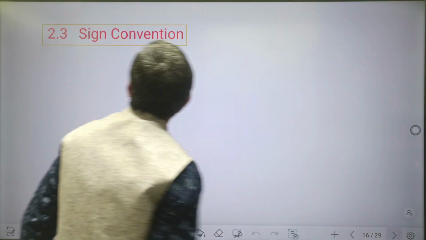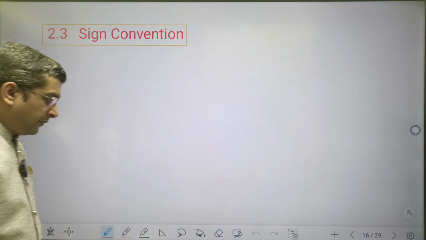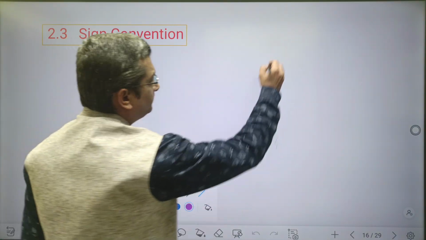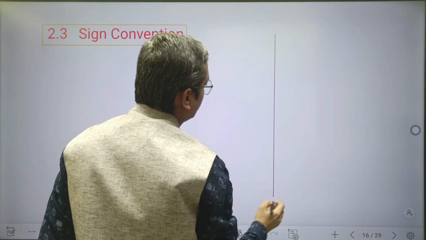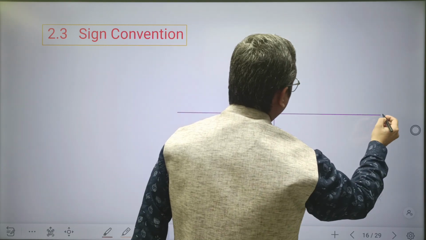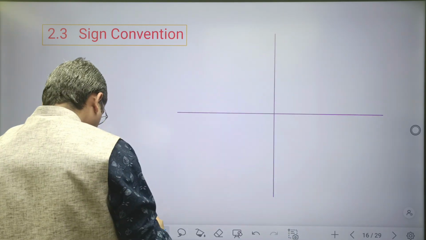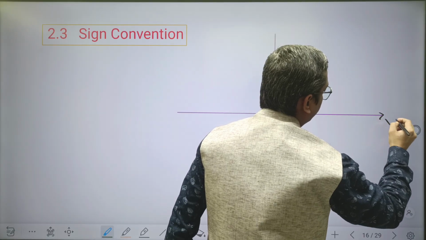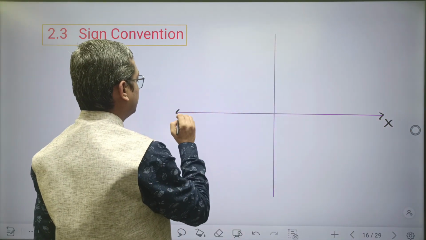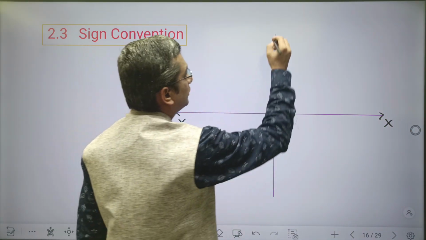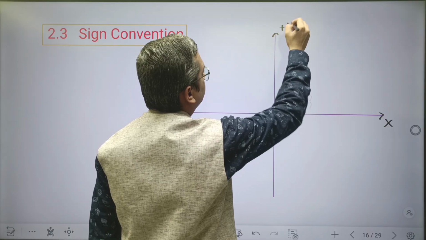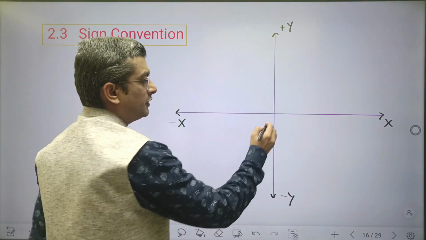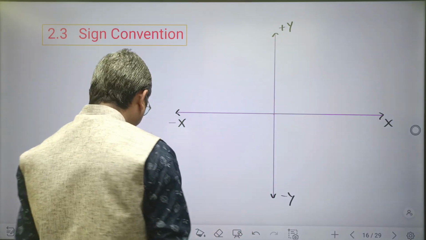Now, next is sign convention. This is very important. These are the coordinate axes. This is the positive x-axis. This is the negative x-axis. This is the positive y-axis. And this is the negative y-axis. Here it is the origin.